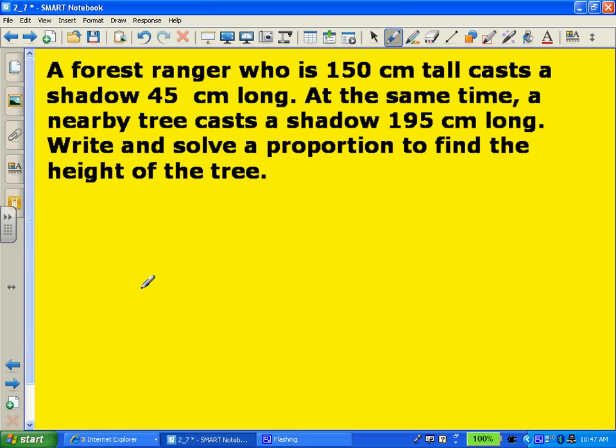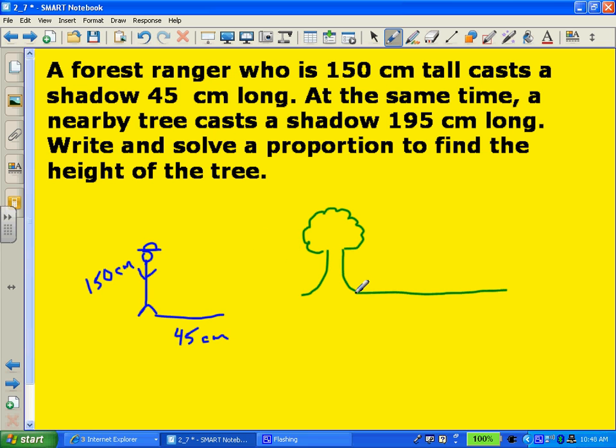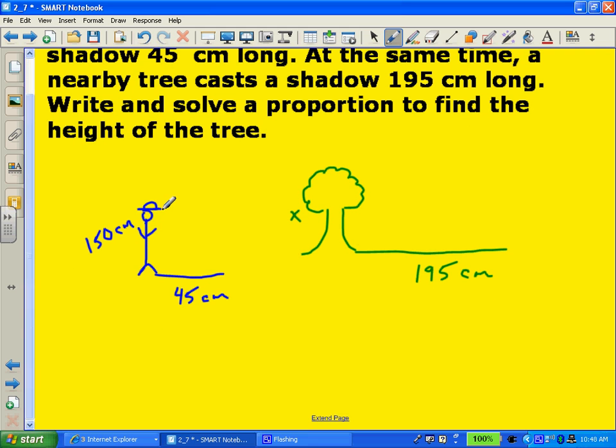Let's look at one more here. We have a forest ranger who's 150 centimeters tall. So we draw a little dude and put a forest ranger hat on him. And he is 150 centimeters. And he casts a shadow that's 45 centimeters. Then at the same time we have a tree. Let's draw ourselves a tree. That is, well, we don't know how tall it is, but we know it casts a shadow that's 195 centimeters long. Write and solve a proportion to find the height of the tree.